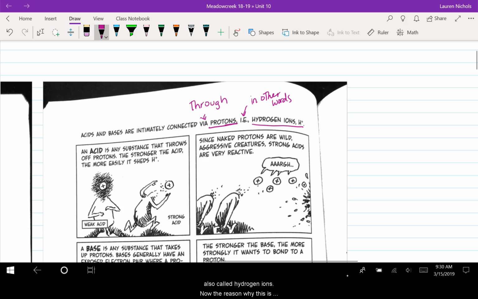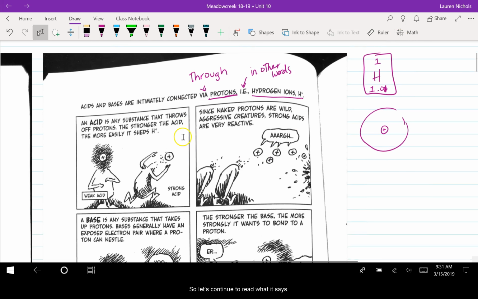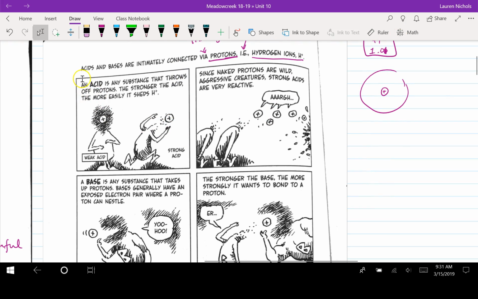Now, the reason why this is true is because if you look at hydrogen on the periodic table, it's number 1, and it has a mass of 1.01. And so this tells you that an atom of hydrogen has a proton in the center and one electron going around it. And so if you take away that electron, and now all you have is a proton, then that's why H plus is also a proton, because that's literally all that's left if you take away the electron. So let's continue to read what it says. It says an acid is any substance that throws off protons.